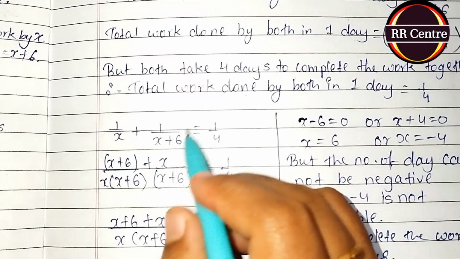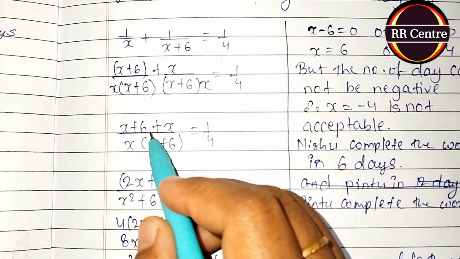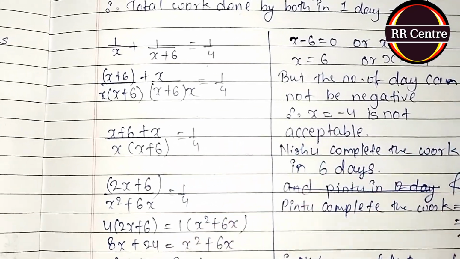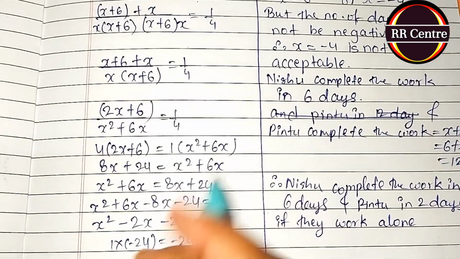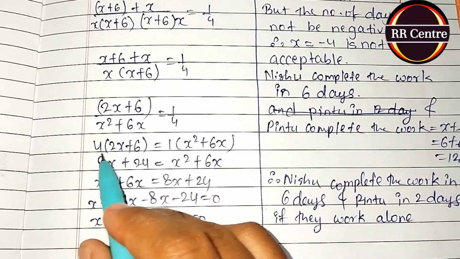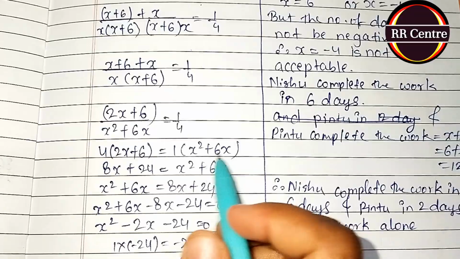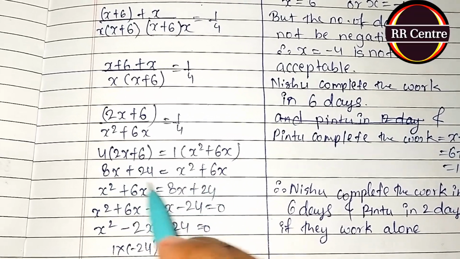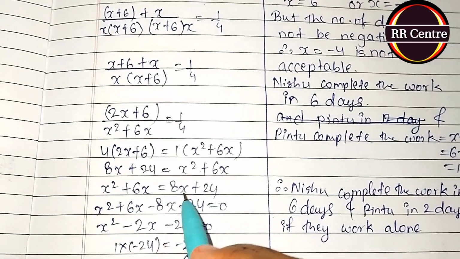Then we do cross multiplication. Writing the left side as x plus 6 plus x upon x into x plus 6, equal to 1 upon 4. Next we do cross multiplication: 4 into 2x plus 6, and 1 multiplied gives x square plus 6x. After multiplying each term, we change the positions, this one and this one.